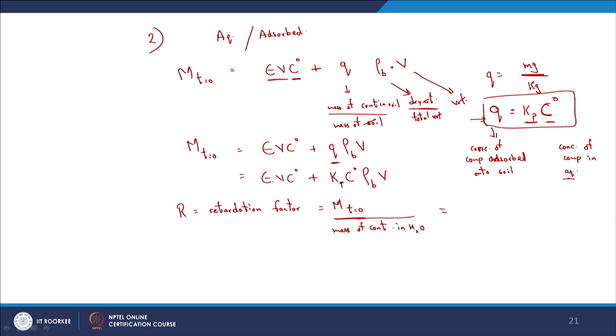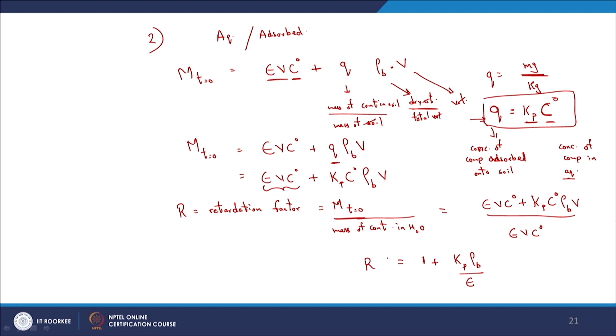And that in this case is nothing but epsilon V C naught plus Kp C naught rho B V, divided by epsilon V C naught. As you can see, this is the mass of the contaminant in water. So, that is going to be equal to 1 plus Kp rho B by porosity, right.